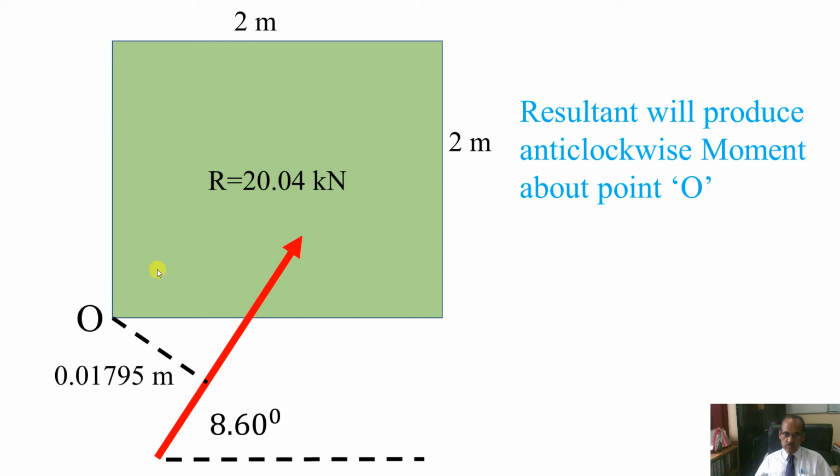So finally we got the resultant of this entire system of forces. If you see about point O, its sense of rotation is anti-clockwise, and that's why the resultant will produce anti-clockwise movement about point O.